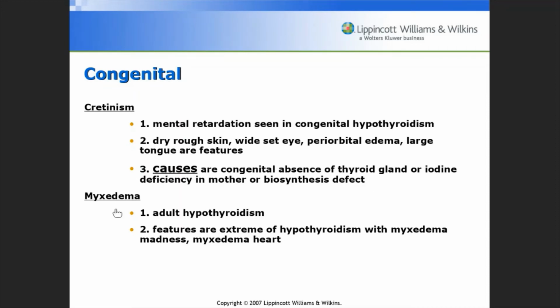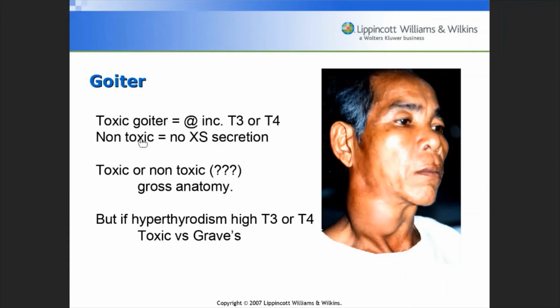Okay, so in adults, it's known as myxedema, adult hypothyroidism, and in myxedema, someone might exhibit what's called myxedema madness, which exhibits hallucination, psychosis, if you will. All right, so in congenital, you can either have cretinism or myxedema. Okay. Goiter, toxic goiter versus non-toxic goiter, it's just a general term. Non-toxic goiter means that there's no secretion, but toxic goiter has secretion. Okay.